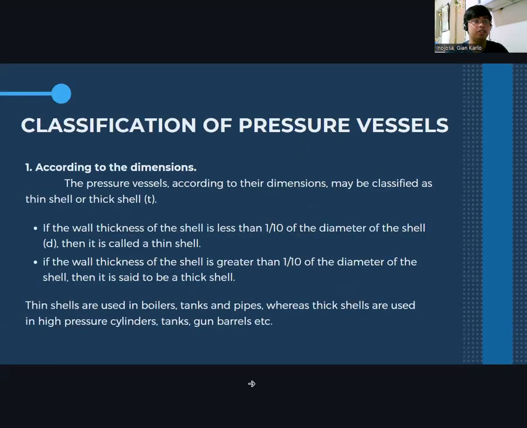So classification of pressure vessels. Number 1 is according to their dimension. The pressure vessels, according to their dimension, may be classified as thin or thick shell. So if yung wall thickness ng ating shell is less than 1/10, it is called as a thin shell. Then if the wall thickness of the shell is greater than 1/10, yung ating shell is called a thick shell. So thin shells are used in boilers, tanks, and pipes. On the other hand, thick shells are used in high pressure cylinders, tanks, gun barrels, and etc.